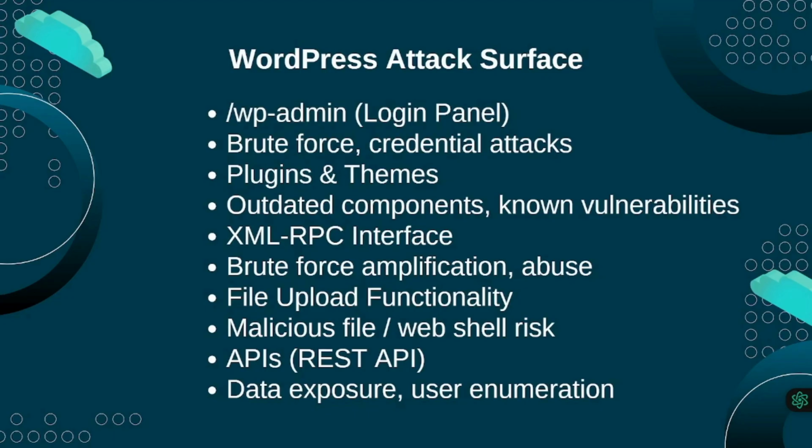Next, XML-RPC. Most people don't even know it exists. Attackers use it for amplified brute force, remote actions, and DDoS support on the endpoint. Multiple attack possibilities. File upload. In file upload, file validation is weak on the WordPress side. An attacker can upload any malicious file and execute code. This is often game over for the site. Next, API. The API exposes user metadata to attackers.